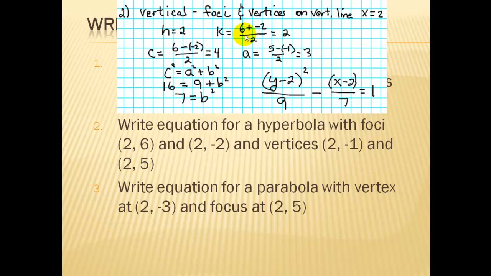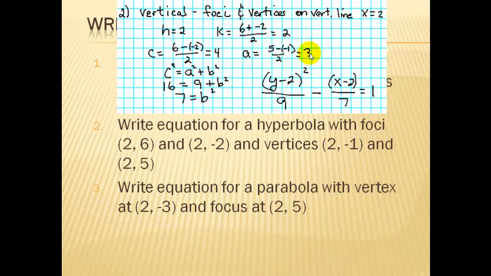And we take halfway between the y values, and we also get 2. So our center is at 2, 2. Again, like on the ellipse, the distance between the foci is 2 times c. So if we take half that distance, we get our c, and half the distance between the vertices is a.